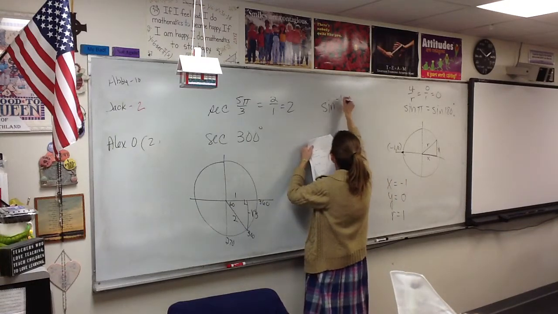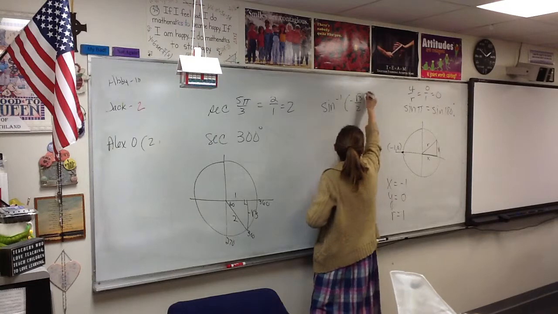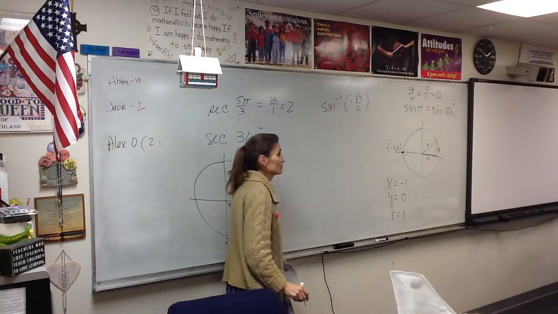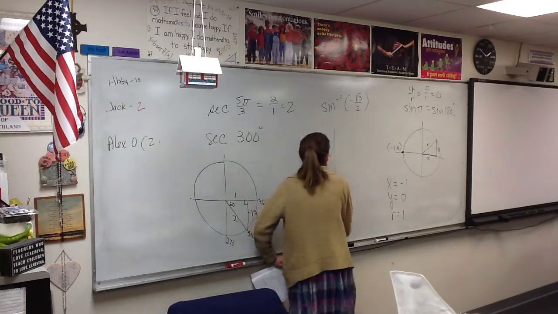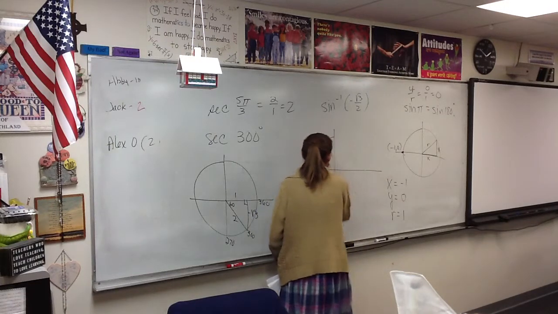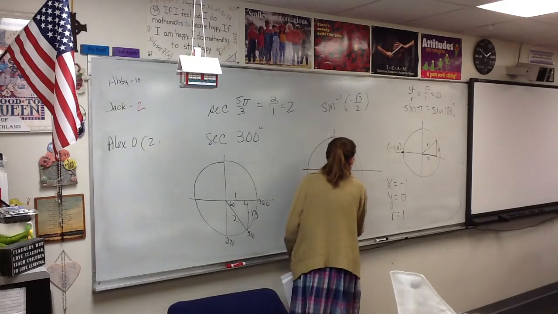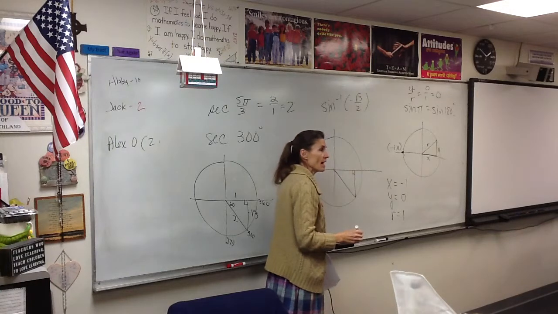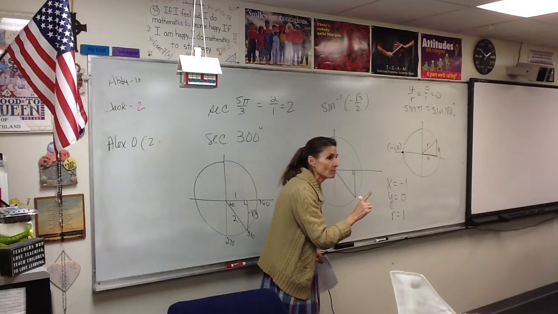You watched that video. I did a great job. This is the angle whose sine is negative root 3 over 2. Very good, Maddie Johnson. It goes in the fourth quadrant.